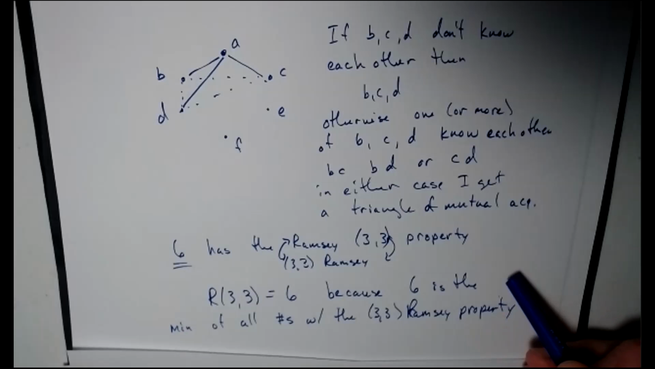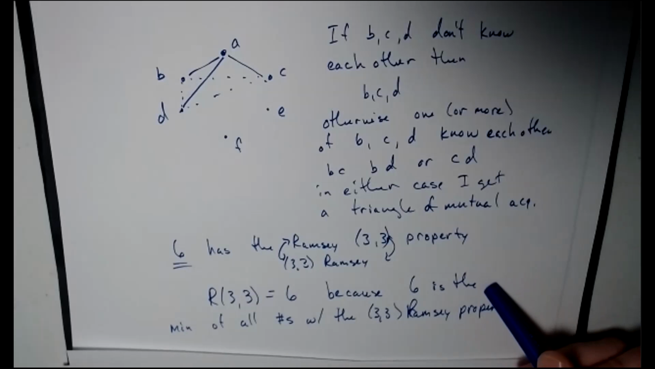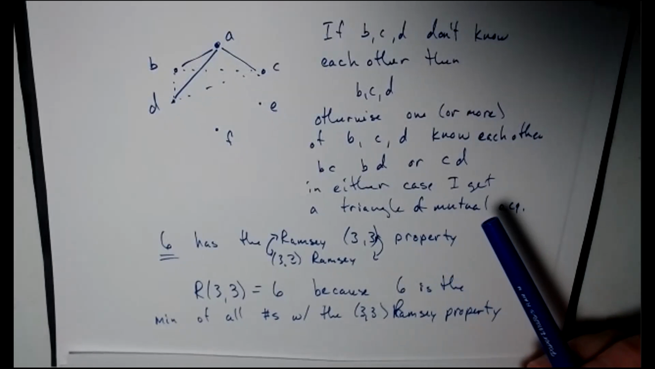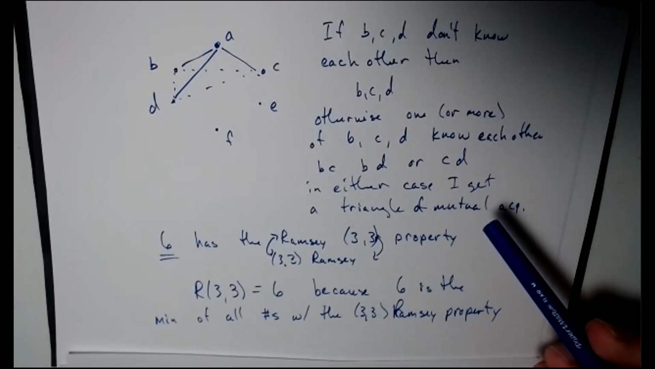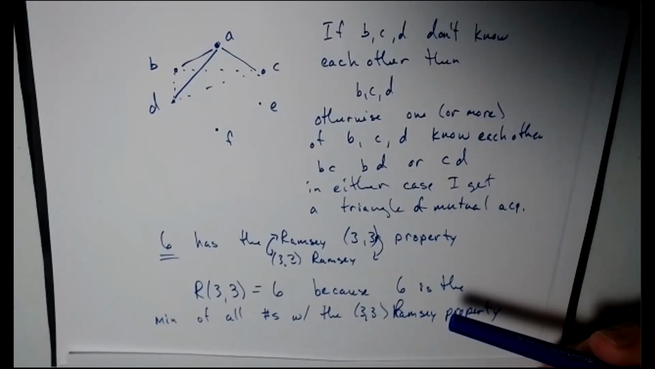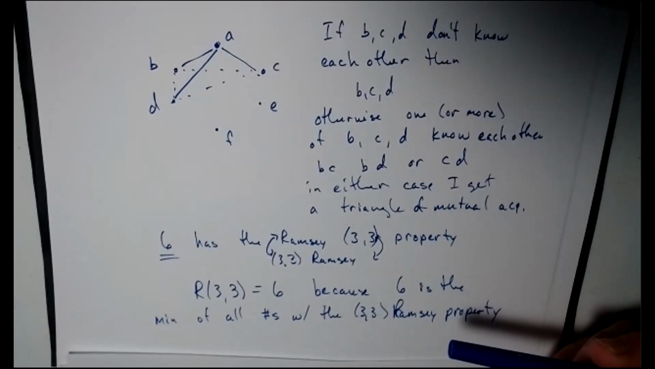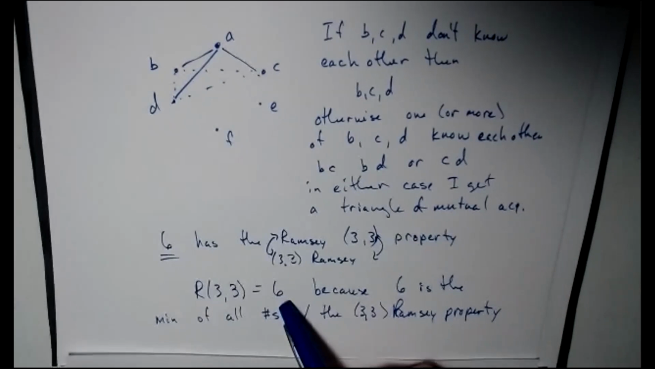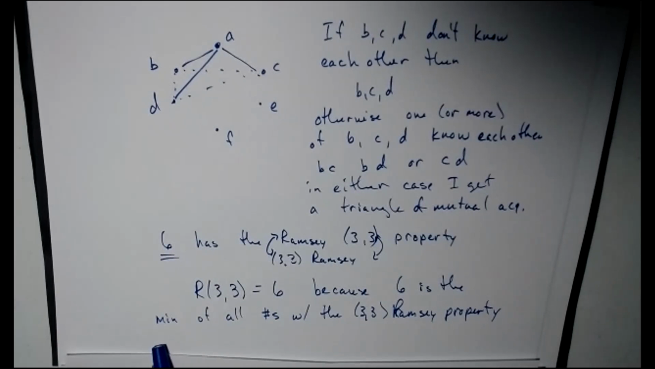So the dual claim that the Ramsey 3-3 number is 6, we've proved part of it here, just with this simple diagram, is that Ramsey 3-3 cannot be greater than 6. We've shown that 6 works, so since the Ramsey 3-3 number is the minimum of all of them, it can't be more than 6 if 6 works.